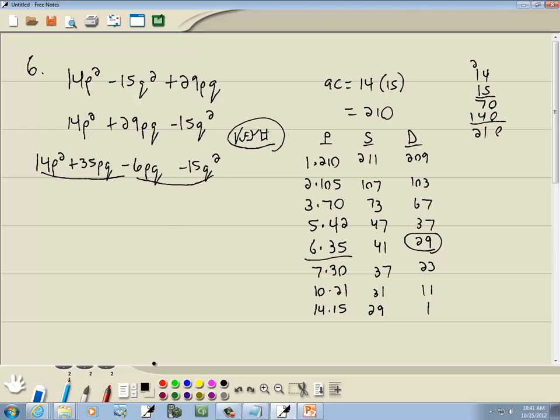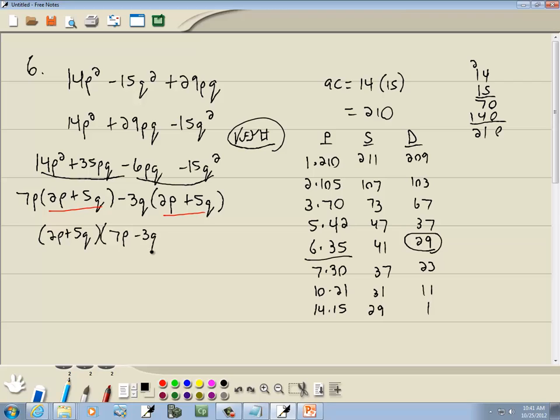Group the first two terms together, group the last two terms together. The first two terms have a 7 and a p in common, and that gives us 2p plus 5q. Now my last two terms have a negative and a 3 and a q in common. So that gives us 2p plus 5q. Now our goal is to get this parentheses the same as that, which it is. So I'll factor that out. So we got 2p plus 5q times 7p minus 3q. And that's our answer.